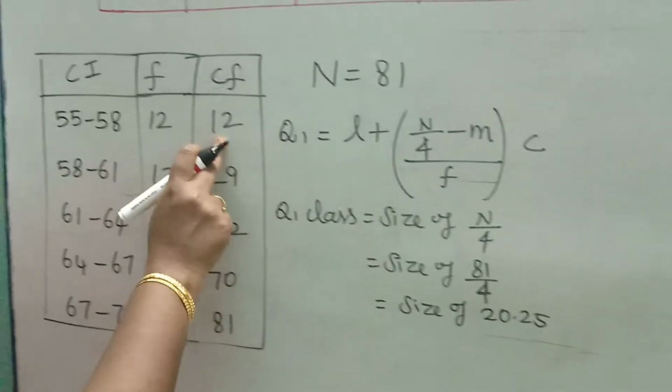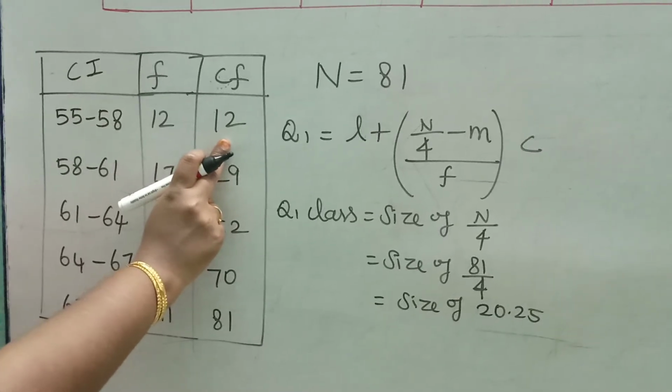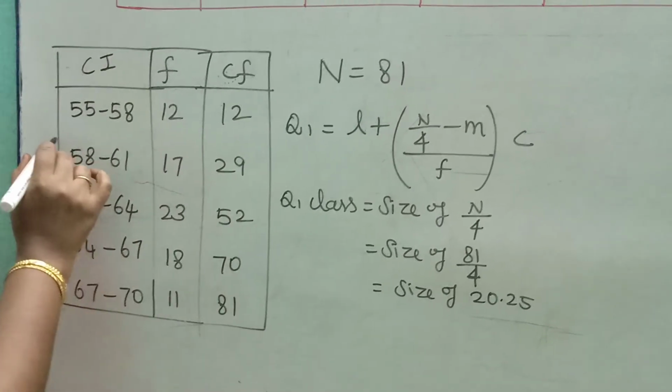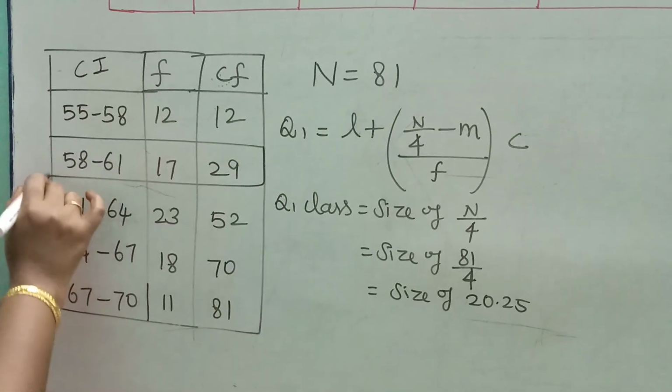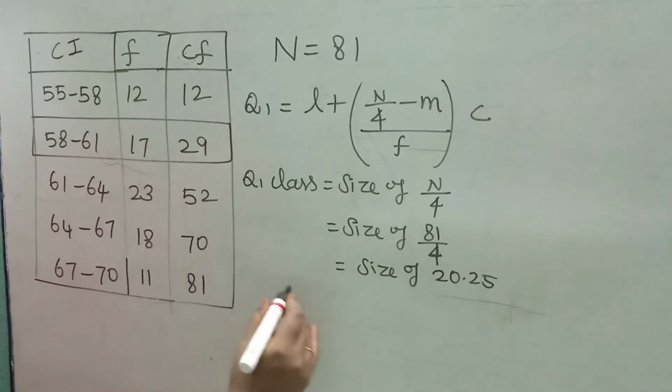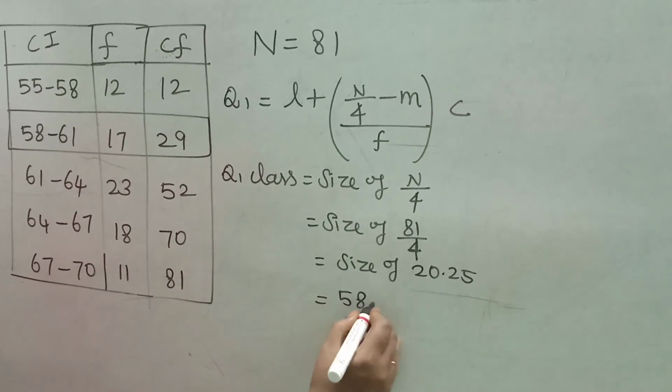Look at the first value. 12 is less than 20.25. 29 is greater than 20.25. Therefore, our Q1 class is 58 to 61. Okay, Q1 class is equal to 58 to 61.